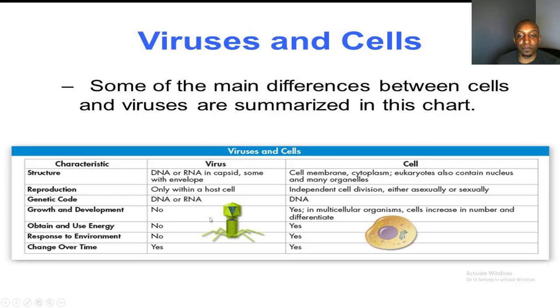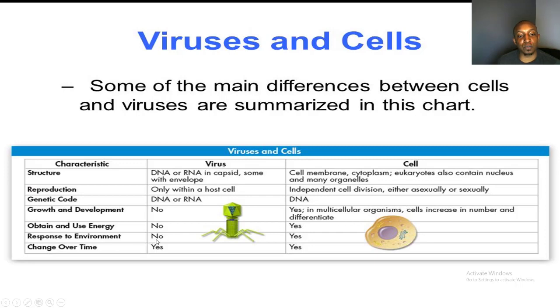Viruses do not grow and develop, and cells do, especially in multicellular organisms. So cells increase in number and they differentiate. That means you have different cells for different functions, such as your liver, your bones, your heart cells. So all the cells are going to be different. And then viruses don't obtain and use energy. Cells do have to obtain and use energy in order to survive.